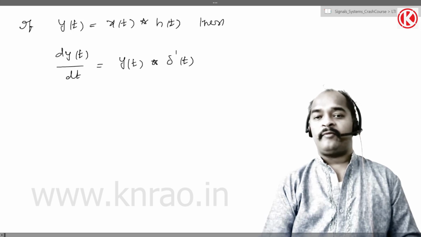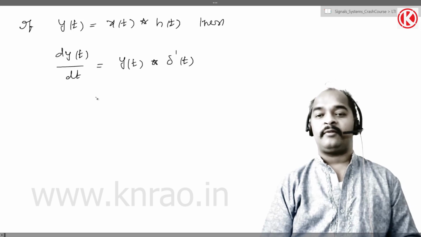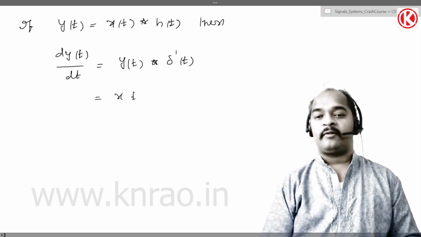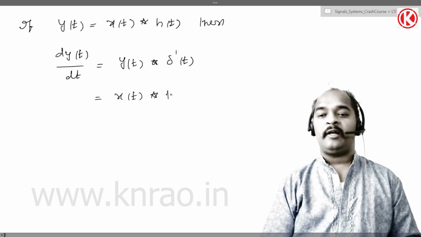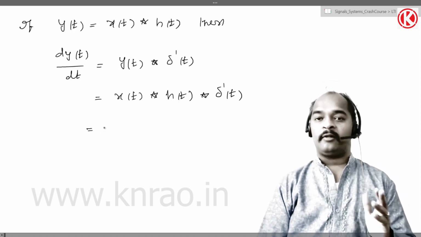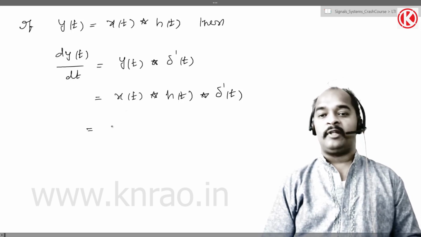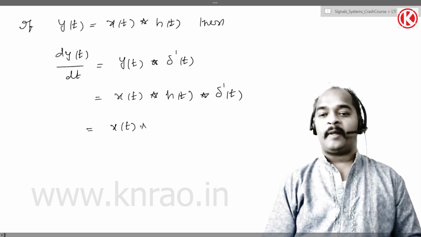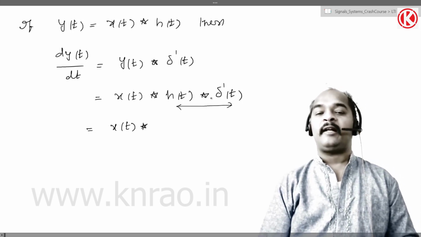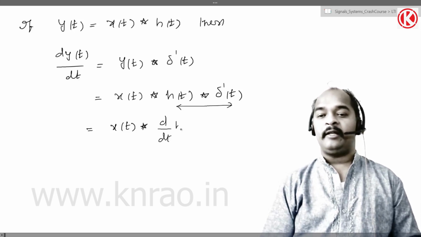But we know y of t is equal to x of t convolved with h of t. So this is x of t convolved with h of t, and this is again convolved with delta dash of t. What will this be equal to? Because of the associative and commutative properties, we can have two results. One is x of t convolved with these two. If you convolve any signal with delta dash of t, we get that signal's derivative. So you get d by dt of h of t.